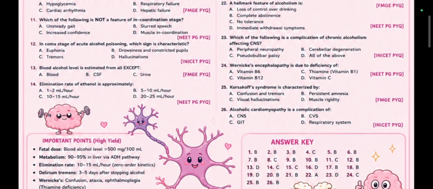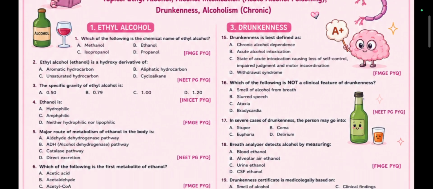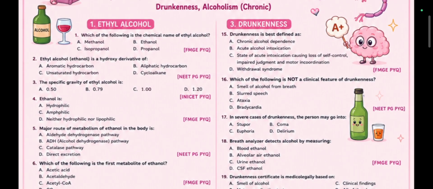14th: elimination rate of ethanol is approximately: 1 to 2, 5 to 10, 10 to 15, 20 to 25. It is 10 to 15. Coming to question 15th, drunkenness is best defined as: chronic alcohol dependence, acute alcohol intoxication, state of acute intoxication causing loss of self control, impaired judgment, and motor incoordination, or withdrawal syndrome. Correct answer is option C.